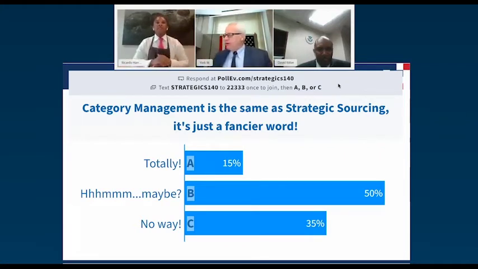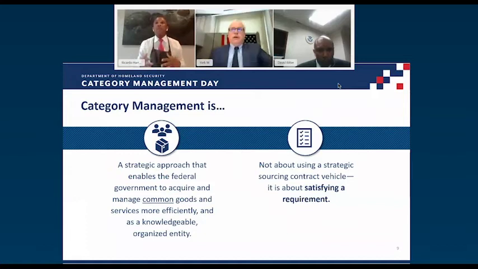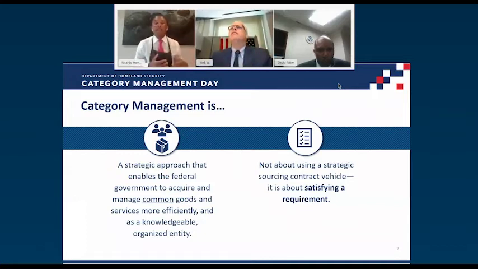So let's define what category management is. And this morning the keynote speaker and even Lee, when he was on the panel, has defined category management several different times. And it really is just a strategic approach that enables the federal government to acquire and manage common goods more efficiently. And most recently, one of the things that OMB wants us to put out there is that we're managing as a knowledgeable, organized entity, like having a good understanding of our requirements, which leads me to the next point. Category management is not about a strategic sourcing contract vehicle.